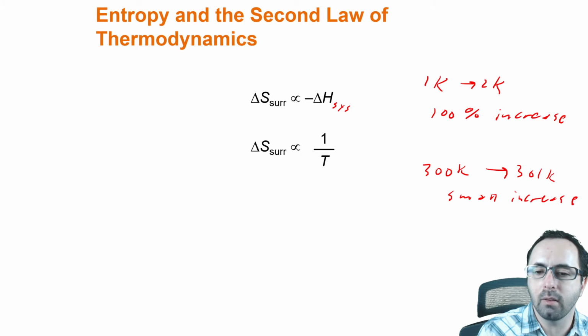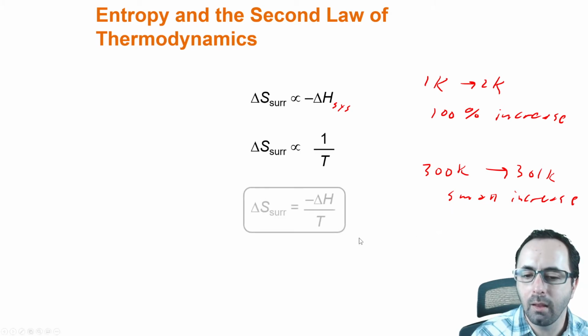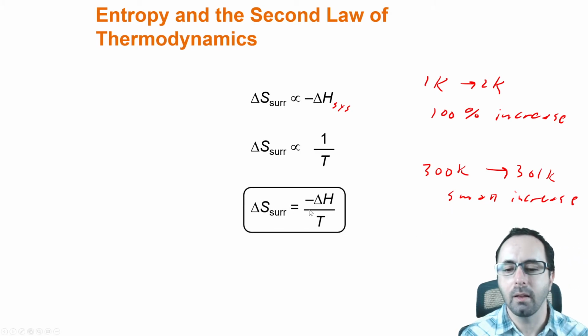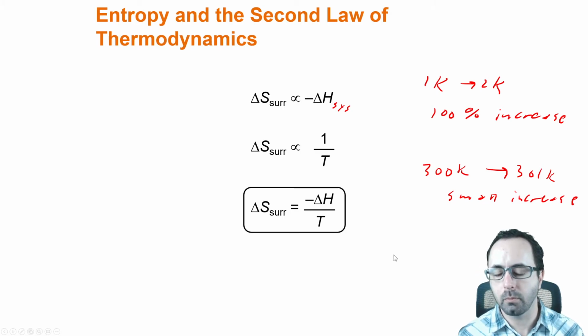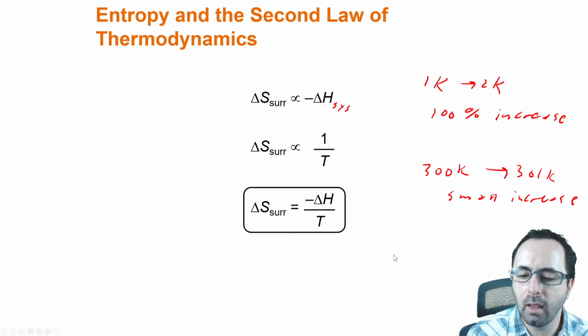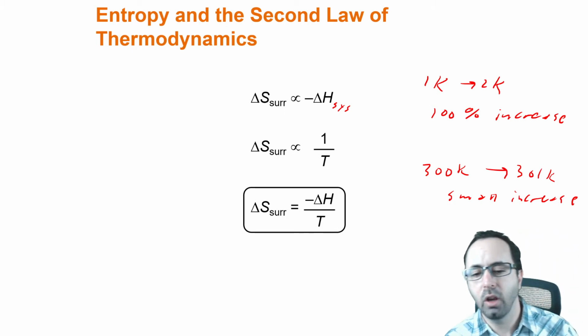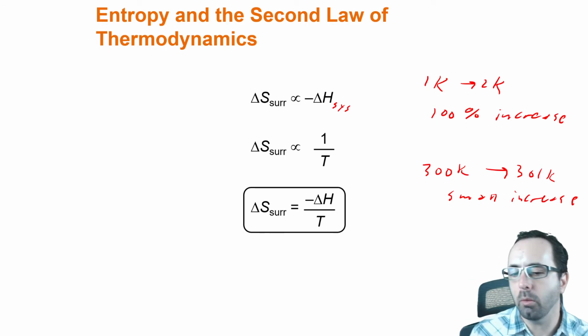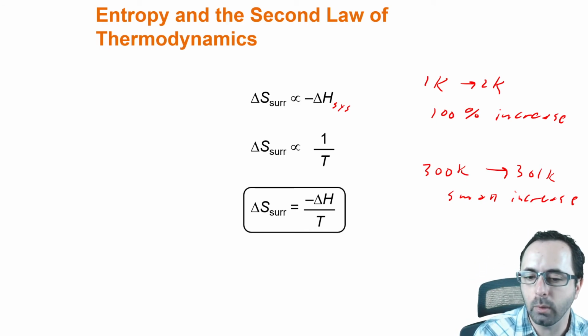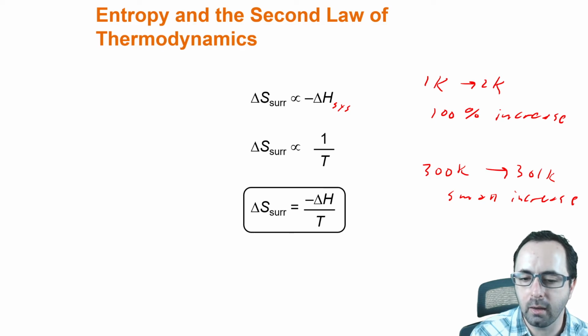on the surroundings. And so if we combine these, the delta S of the surroundings is equal to the negative delta H of the system divided by the temperature. And so this is going to be how we define the change in entropy of the surroundings relative to the change in enthalpy of the system, of our reaction or whatever we're looking at here.